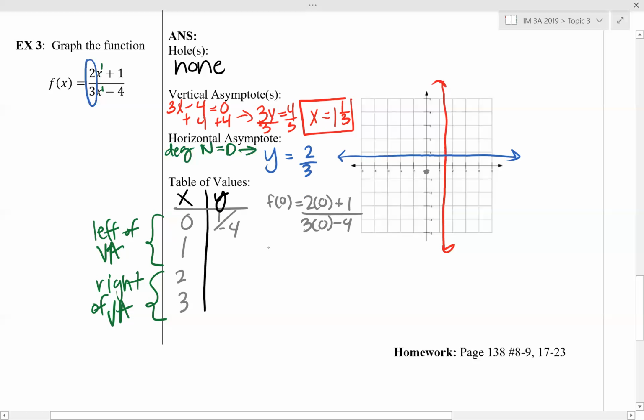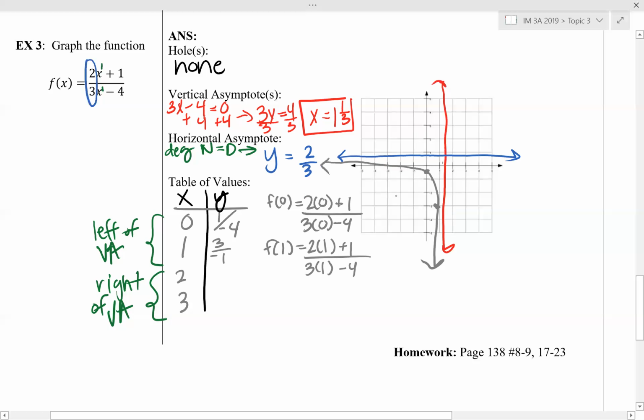Then we want to evaluate f at 1. So 2 times 1 plus 1 is 3 over 3 times 1 minus 4, which is negative 1. So our y coordinate at 1 is negative 3. What that means is that our graph looks like this on the left side of our vertical asymptote. We have kind of a bottom left section that is going to have the graph.